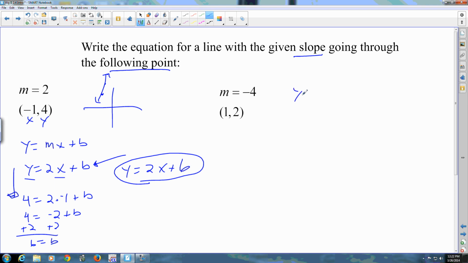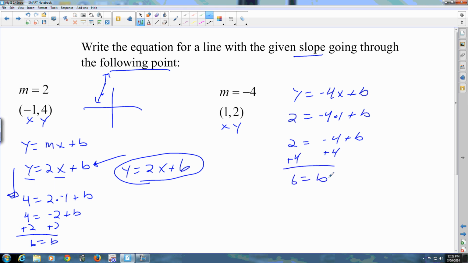All right, trying this one. Y is equal to negative 4x plus b. There's an x, there's a y. Fill them in. 2 is equal to negative 4 times 1 plus b. 2 is equal to negative 4 plus b. Add the 4 to the other side. 6 is equal to b. So coincidentally, they both came up with 6. So your final answer: y equals negative 4x plus 6.